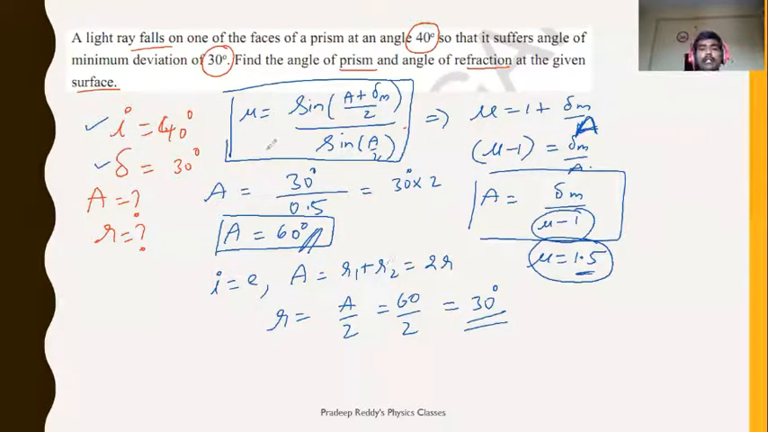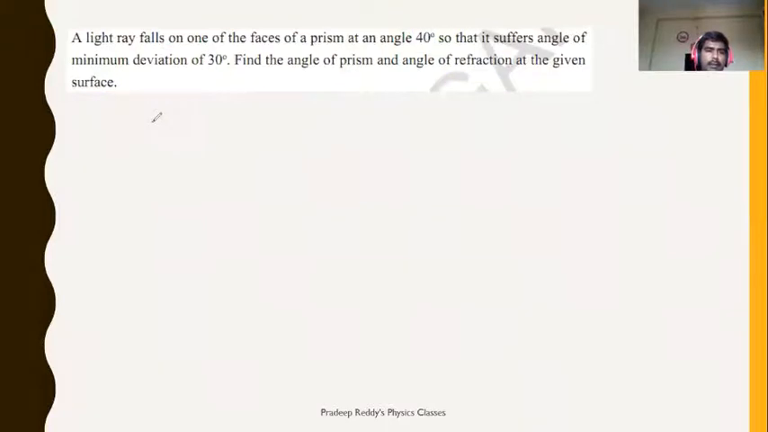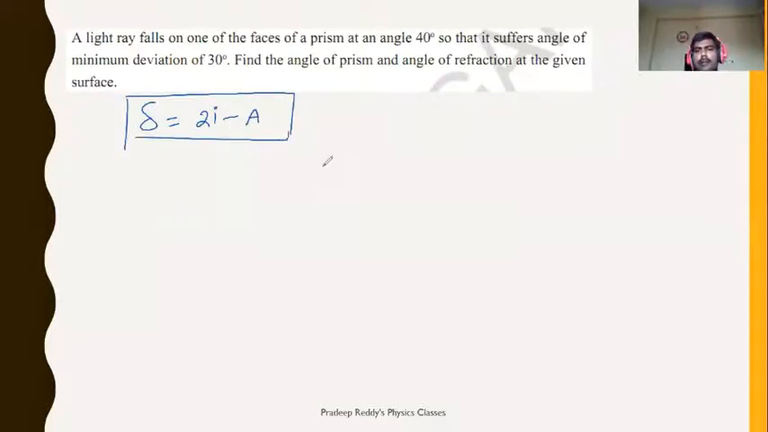But other than this, we have one more relation for angle of minimum deviation. It is delta is equal to 2I minus A. This is what we have already derived in the prism equation. Angle of minimum deviation delta is equal to 2I minus A. This equation we have got in the derivation. For the derivation, you can watch the previous videos.